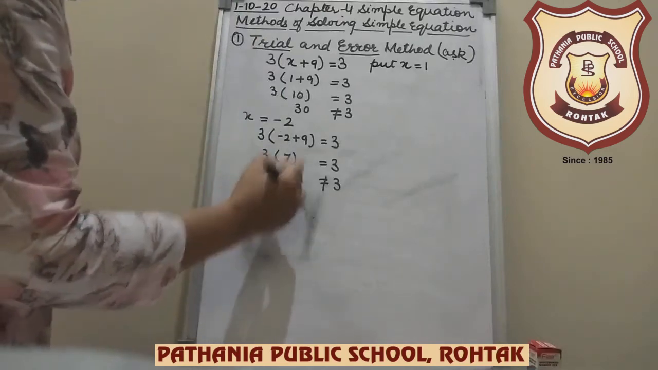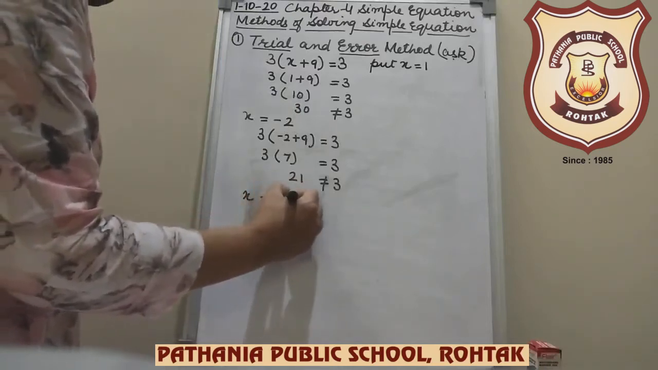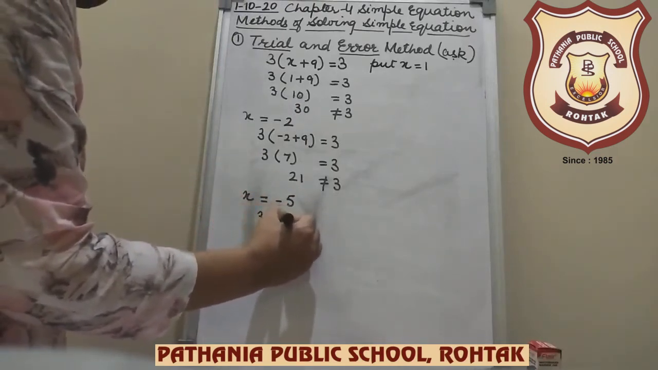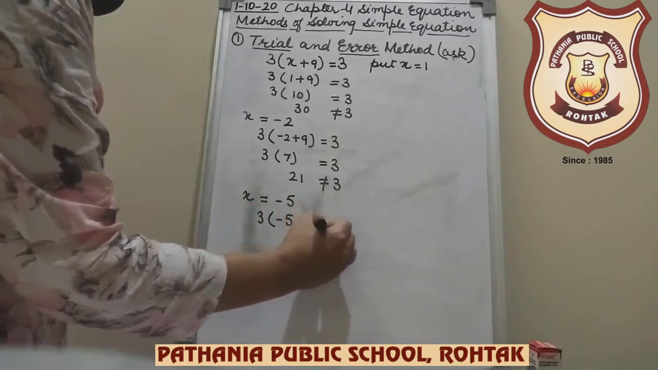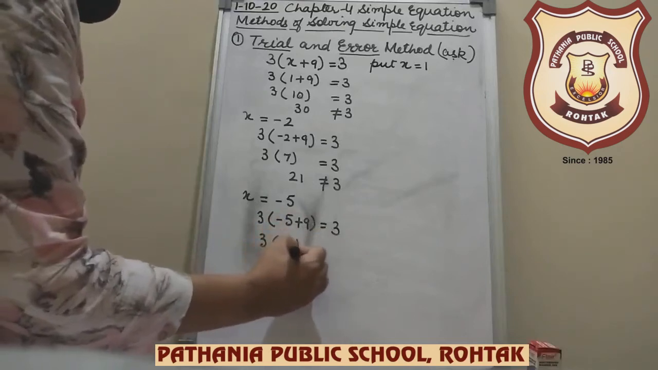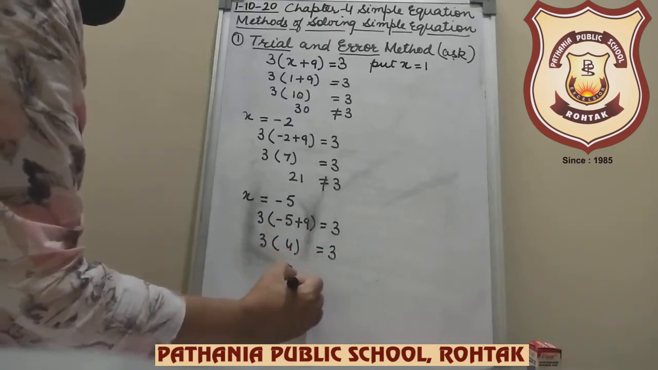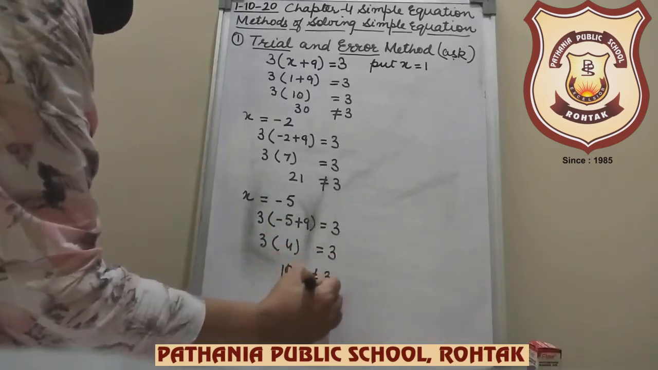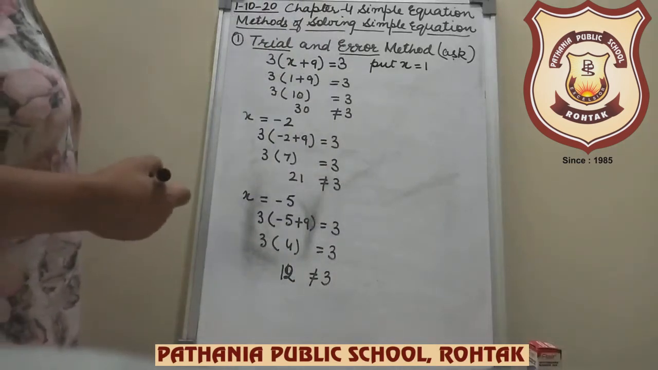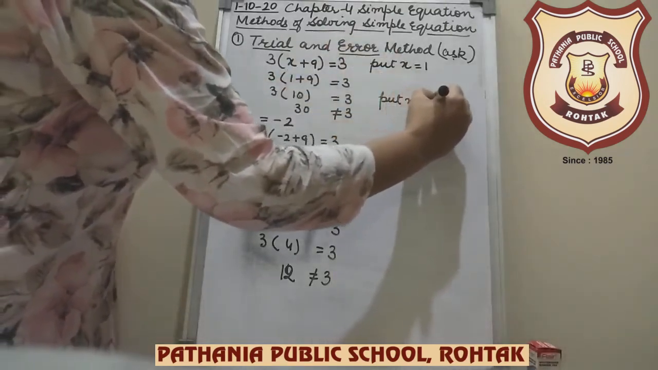Now instead of going for minus 3, I'll go for minus 4, or you can go for minus 5. So I'll try for minus 5. So 3 bracket minus 5 plus 9 is equal to 3. Minus 5 plus 9 is 4, and this is 3. 3 fours are 12, and again it is not equal. So I have to look for another value. So put x is equal to minus 7.